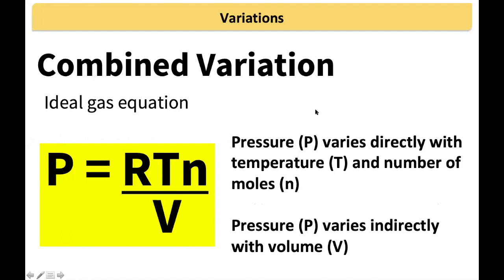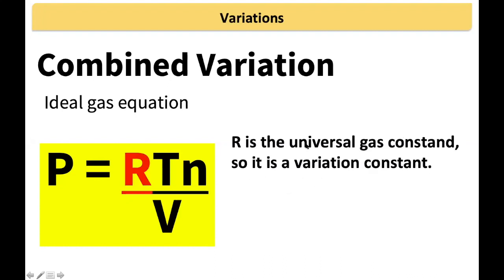Decrease po. So, pressure varies directly with temperature and the number of moles. And pressure varies indirectly with volume. But hindi ko na sinama yung R. Kasi in this case, your R is actually your K. Okay? Constant yung R natin. Okay? R is the universal gas constant, so it's a variation constant.